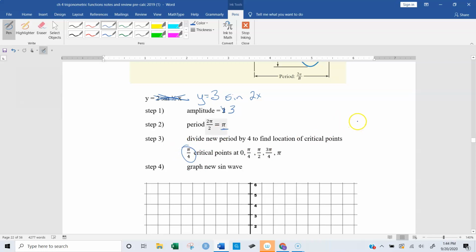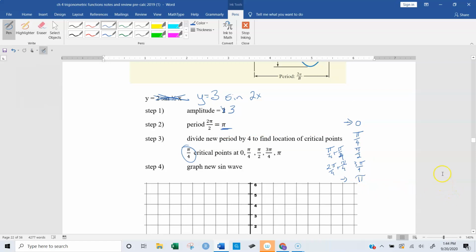Now we add those. So we go to 0, pi over 4, plus pi over 4 is 2 pi over 4, I'm sorry, or pi over 2. Add another 1/4. So now you've got 2 pi over 4 plus another pi over 4, and you get 3 pi over 4. Add another pi over 4, and you're at pi. So you have to end where my period is. I have to end at pi or something's wrong. And we always start at 0. So these are my critical points.